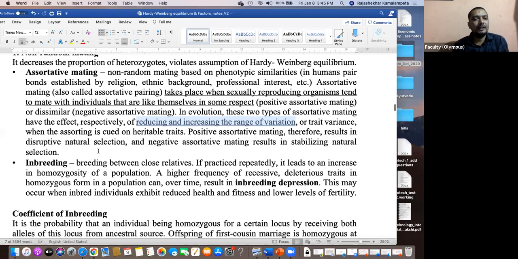Another one we need to know is inbreeding. Have you heard about inbreeding, the term inbreeding? Inbreeding is breeding between close relatives. It is mating between close relatives.